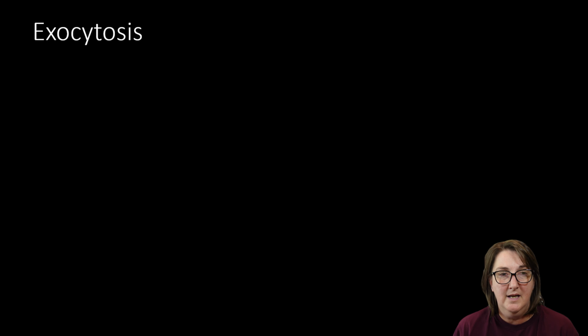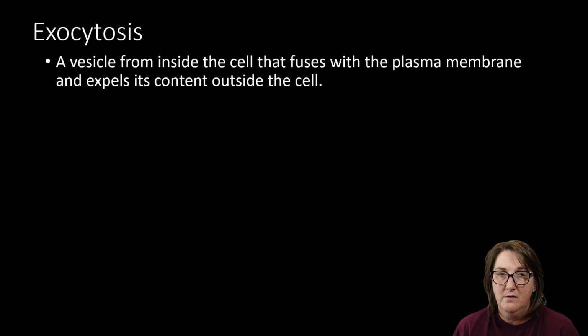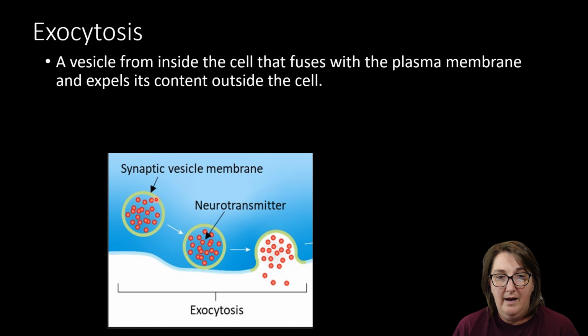So let's look at exocytosis. I have a vesicle from inside the cell. It's going to fuse with that plasma membrane, and it's going to push or expel its contents outside of the cell. So here I have my vesicle, I have my material in here. This happens to be a neurotransmitter, and this is going to fuse to the membrane, and then it's going to push that neurotransmitting signal across this membrane and allow it to leave the cell.